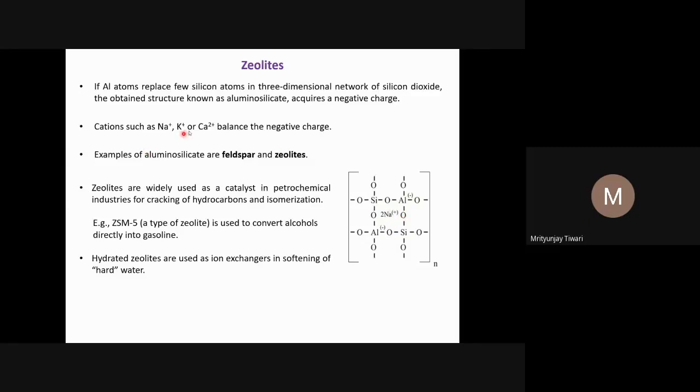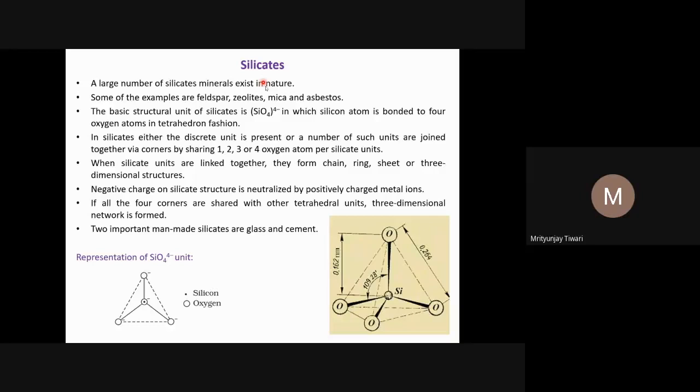So if aluminum replaces a few silicon atoms in the three-dimensional network of silicon dioxide, the obtained structure, known as aluminosilicate, acquires a negative charge. This new structure we call aluminosilicate. Earlier it was silica, or SiO2, or silicon dioxide. This structure we call aluminosilicate. And silicate, if you remember, this is the silicate structure.